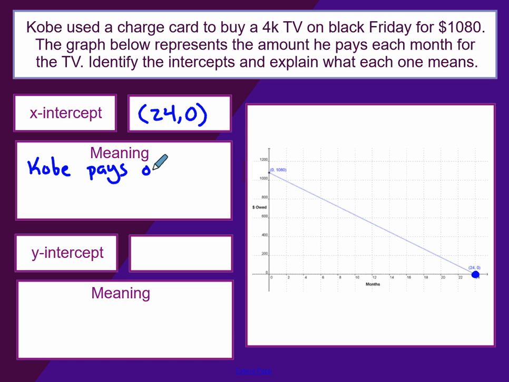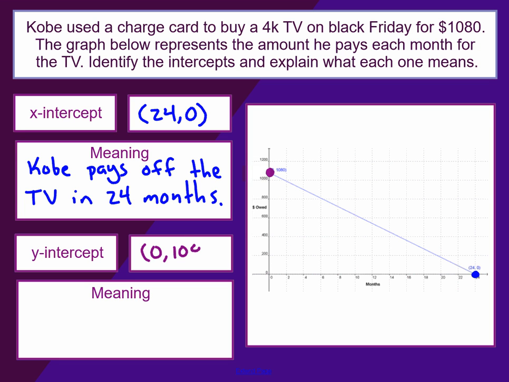Let's look at our next one here. It says the y-intercept, which is going to be right here. And it looks like that point is 0, 1080.